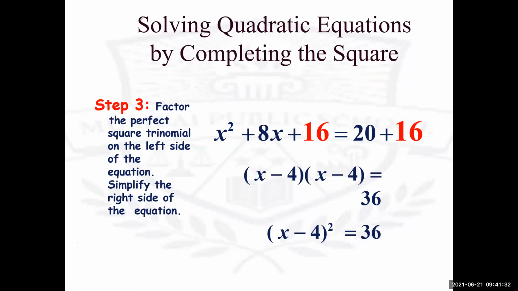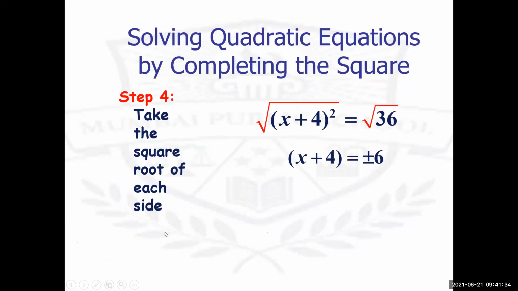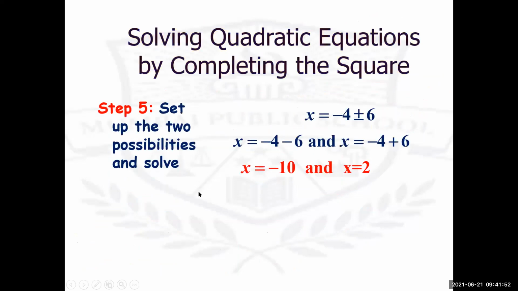Is this clear to all the students? So take square roots on both sides. When you do that, what you'll get is x plus 4 equals plus or minus 6. Now we will find the value of x. So x is minus 4 plus or minus 6. Minus 4 minus 6 equals minus 10, or minus 4 plus 6 equals 2.